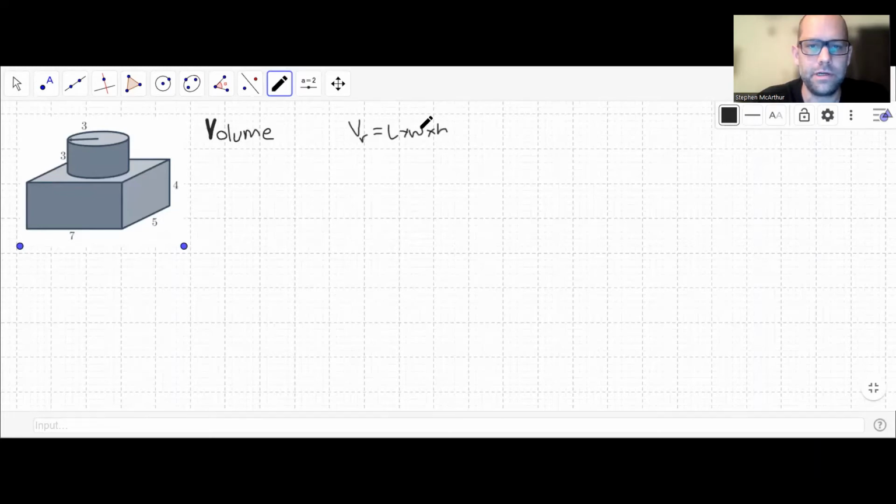Let's do that again. That's L for length, width times the height. There's no unit on this, but I'm going to say it's all in meters.